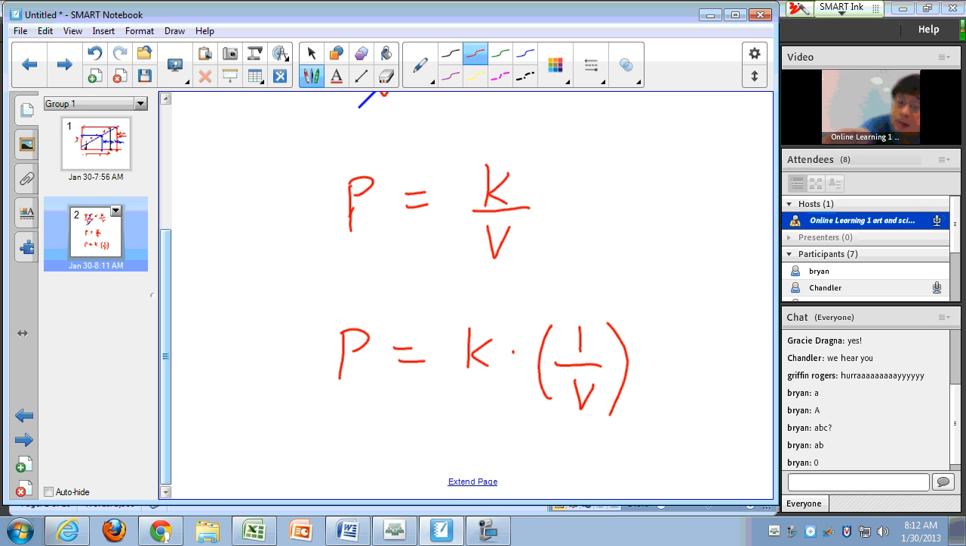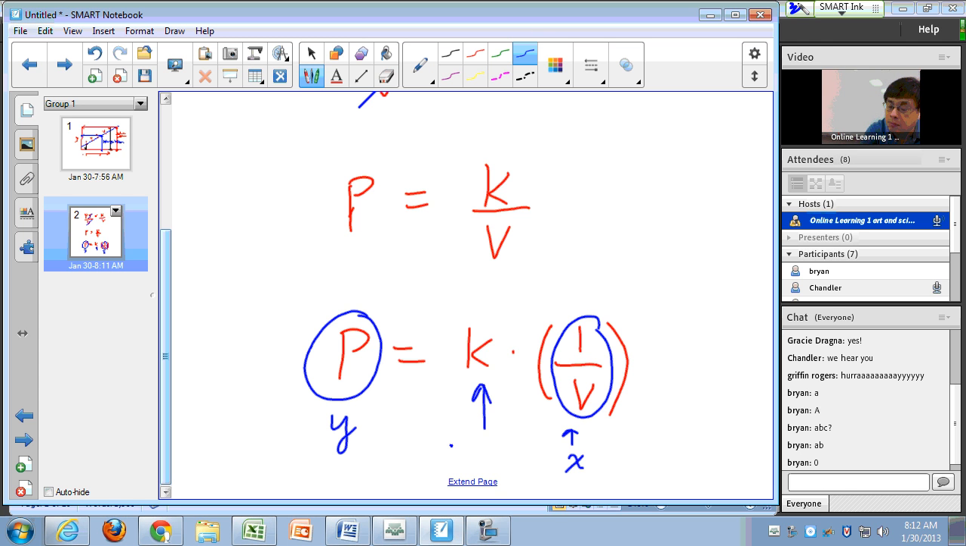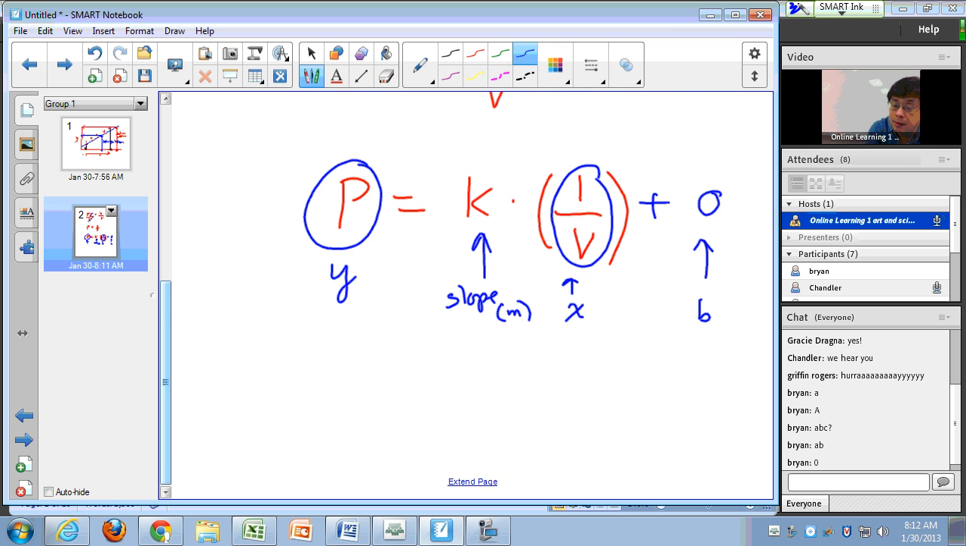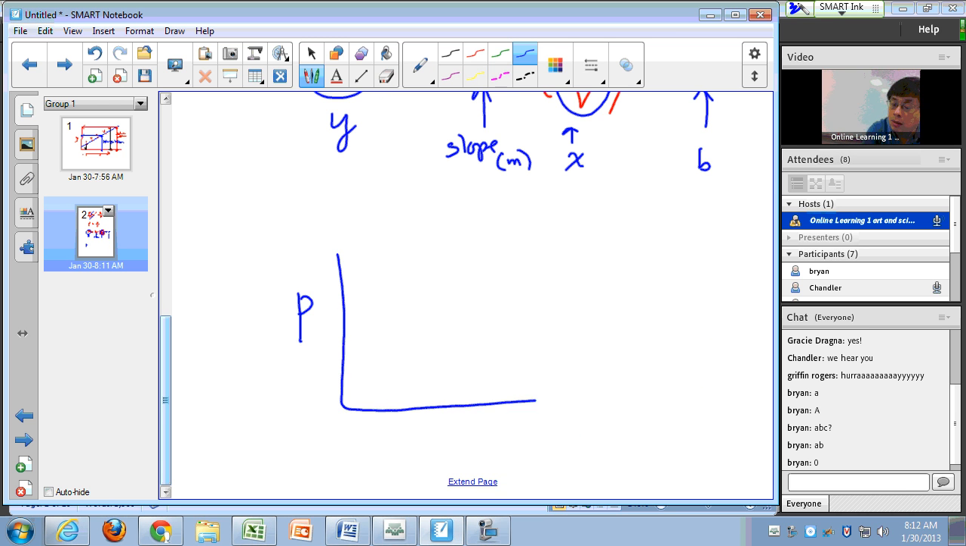And now I can identify that if I make this the data on my y-axis, and I plot 1 over volume on my x-axis, then I can see that I'm just multiplying my x by a constant. So this is going to be my slope, which we called m, right? And my y-intercept is going to be 0. So that means I would expect that if I were to plot pressure versus 1 over V, I'm going to get a straight line. My data is going to fall on a straight line.